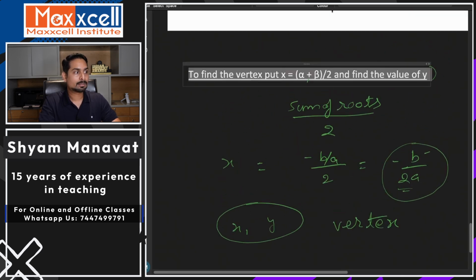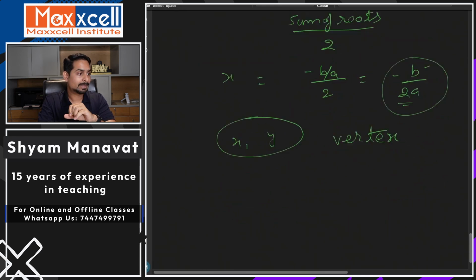To find the vertex, the x coordinate will be alpha plus beta by 2, sum of roots by 2, the midpoint of roots. Then find the value of y. So the coordinate of x will be what? The midpoint of roots, and by substituting the midpoint of roots, whatever you get the value of y, that is the coordinate of vertex. Yeah, confusing? Let's try with the question.